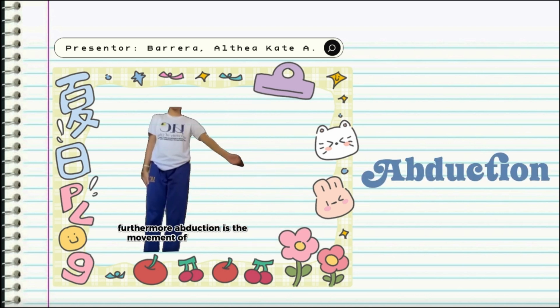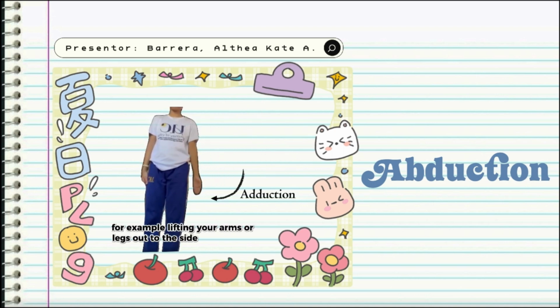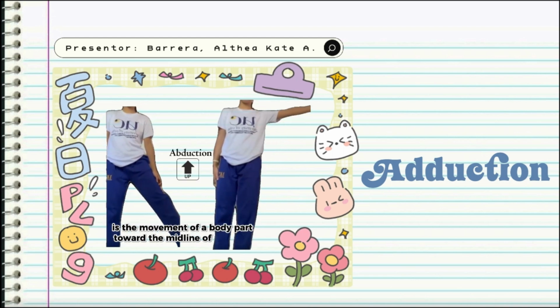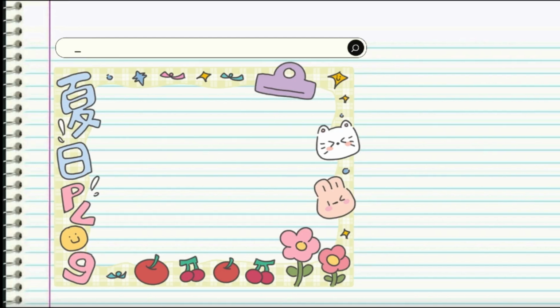Furthermore, abduction is the movement of a body part away from the midline of the body. For example, lifting your arms or legs out to the side is abduction. Adduction, on the other hand, is the movement of a body part toward the midline of the body. For instance, bringing your arms or legs back to your sides is adduction.